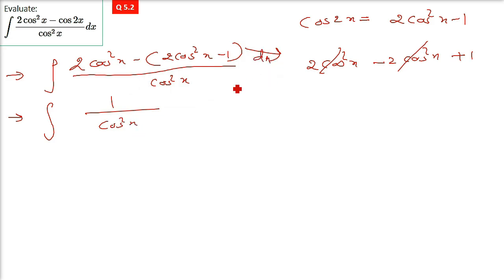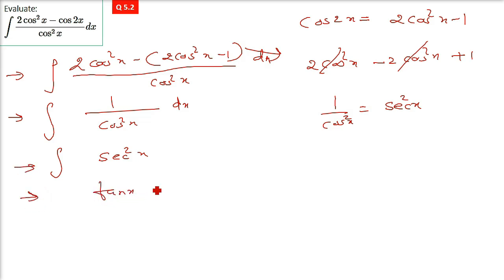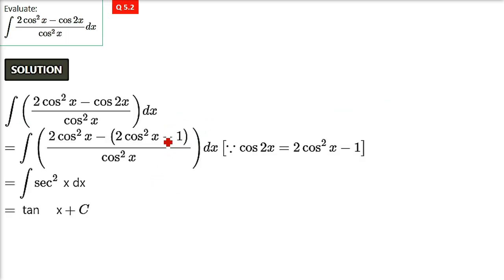You always have this dx with them. I just don't write it because it's by default. 1 by cos square x, 1 by cos x is what? It's sec x. So you can just write this 1 by cos square x as sec square x. You have a dx here. So integration of sec square x will be tan x, and this is tan x plus c, the constant of integration. This is your final result. So this is how you are going to write it.